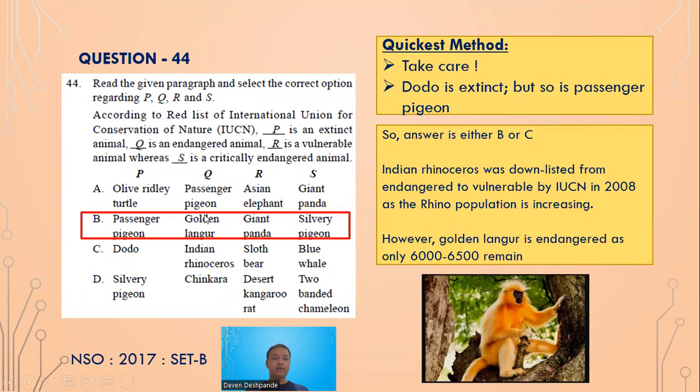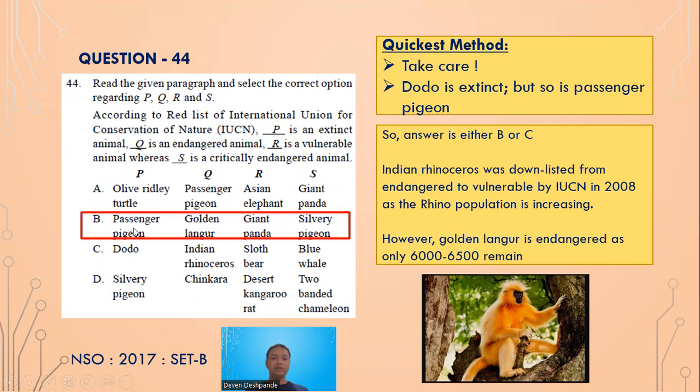Q is endangered. Is Indian rhinoceros endangered? No, actually, Indian rhinoceros was downlisted from endangered to vulnerable by IUCN in 2008 because the rhino population is increasing. So Indian rhinoceros is not endangered, but what is endangered? The golden langur, which is normally found in Assam, Tripura, and those eastern regions, Himalayan regions, Bhutan. So golden langur is an endangered animal.